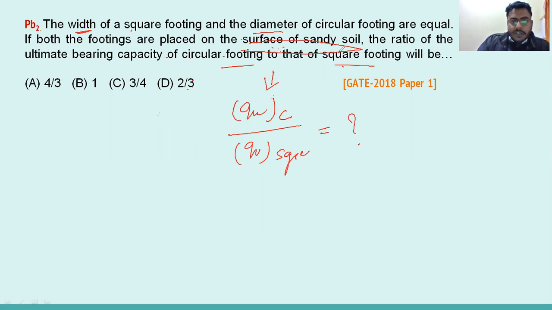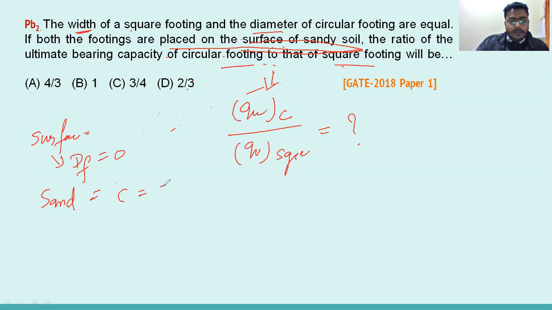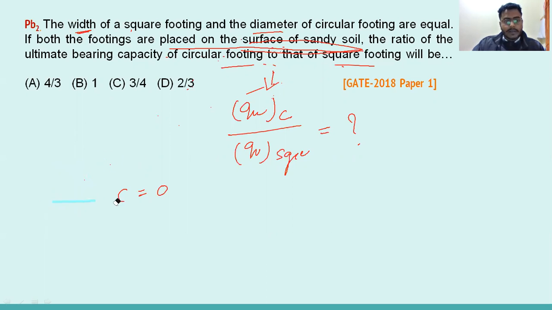In the question it is mentioned that the footings are placed on the surface of sandy soil. Surface means Df is equal to 0, right? And for sandy soil, c is equal to 0. So we can use this relation. Now let's calculate the ultimate bearing capacity of soil for circular and for square.